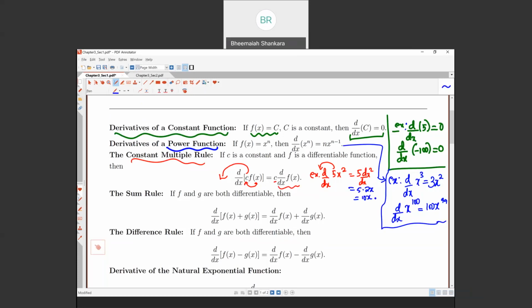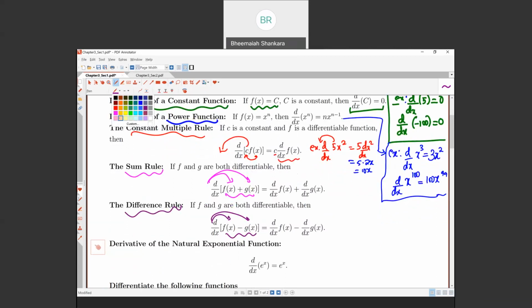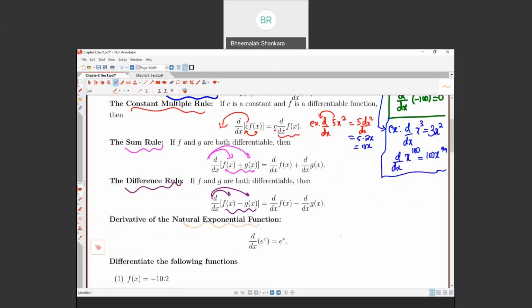Next is the sum rule. In the sum rule, you derive the sum of two functions, f plus g. All you do is distribute the derivative to each term: derivative of f plus derivative of g. Then you have the difference rule, which is similar to the sum rule. For the derivative of a difference of two terms, you can distribute the derivative to each term. Then you have the derivative of the natural exponential function. The derivative of the exponential is always the same. It's e to the x.